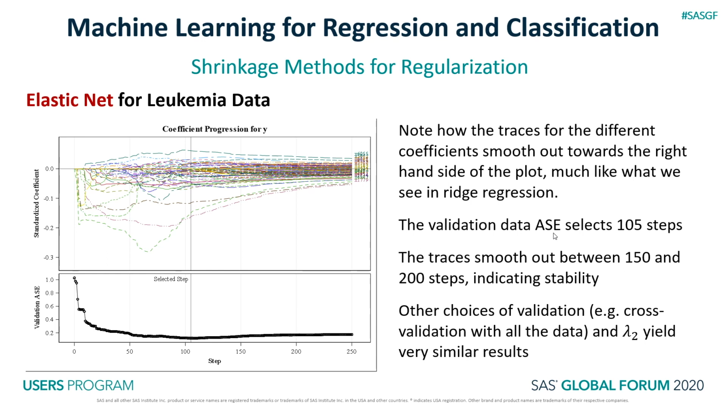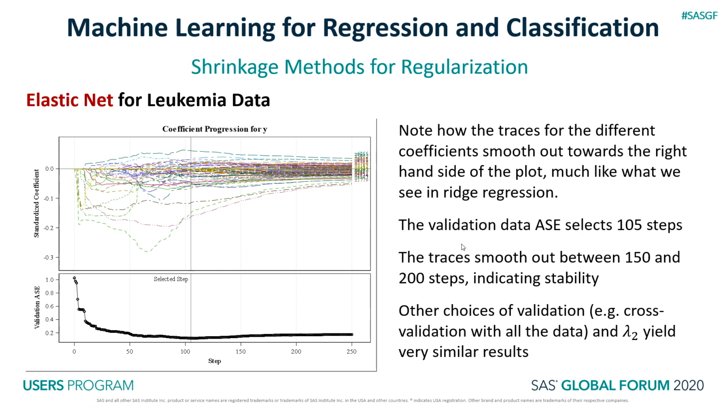The validation data set says that the optimal value of average squared error on the validation data set is minimized at 105 steps, but you can see that I've gone out to 250 and that the coefficients are just sort of smoothly changing. The traces have sort of smoothed out somewhere between 150 and 200 steps, and we're not seeing much in the way of new variables coming in and out of the model, and when they do, they don't change the other coefficients very much.